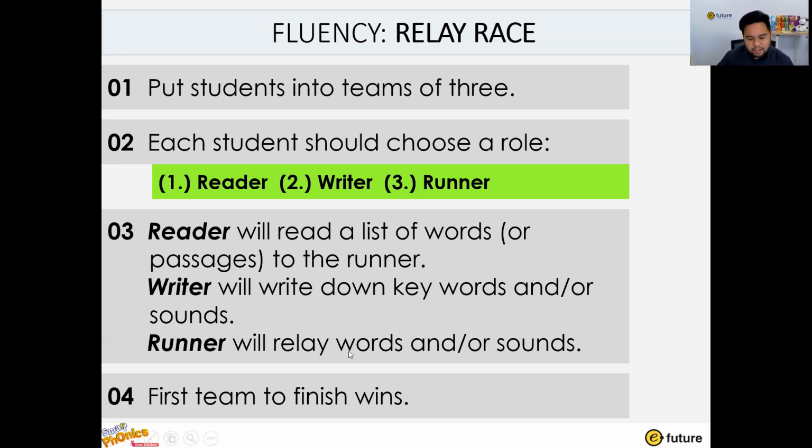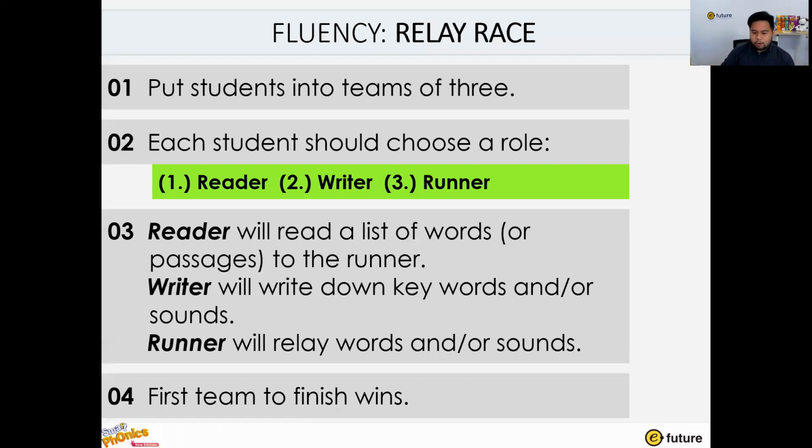Okay. So what these roles are. One student will be the reader. Say they have a list of words, or a group of flashcards, and then they would read to the runner. The runner will listen and say the words or the sounds. Sorry, it might get a little confusing here. The reader will read to the runner, the runner will take what they heard to the writer, and then the writer will write down the word. Okay? And then the first team to finish will win.